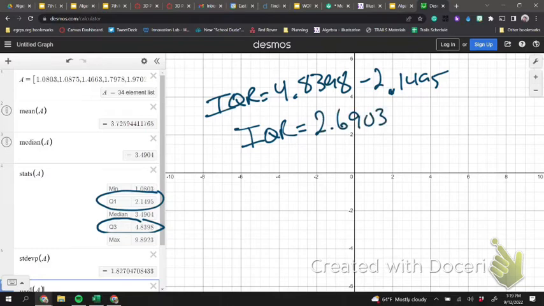2.6903. So that's my IQR. Everybody good? Yeah, we do. Okay, this doesn't tell me what my outlier is, though. To get my outlier, remember, I'm trying to see if this guy right here, 9.8923, is an outlier.